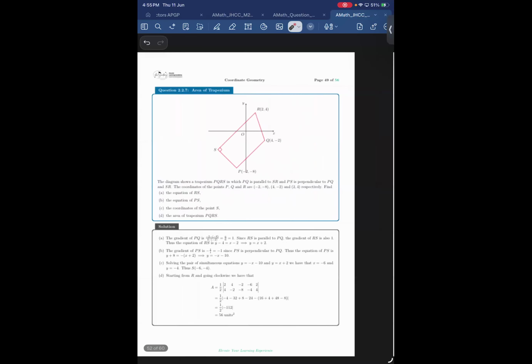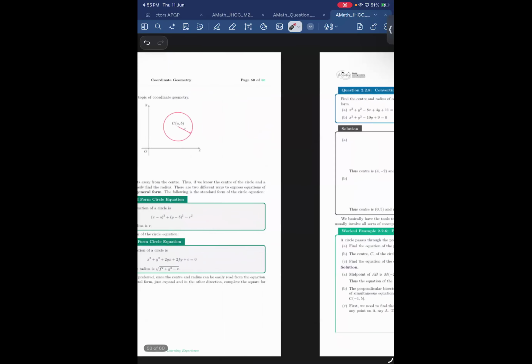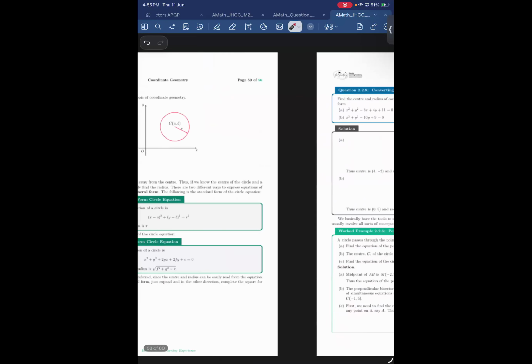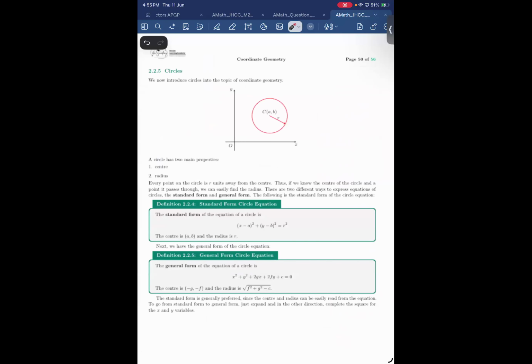Then lastly, we move on to circles. For a line, you need a point and a gradient. For circles, we need two things: the radius and the center. There are two ways to express the equation of a circle: the standard form and the general form. The general form is way less commonly used, and I don't really like it too much. You can always convert from general form to standard form.